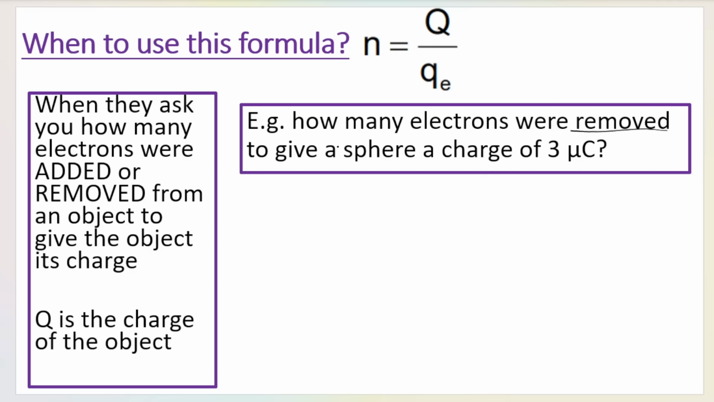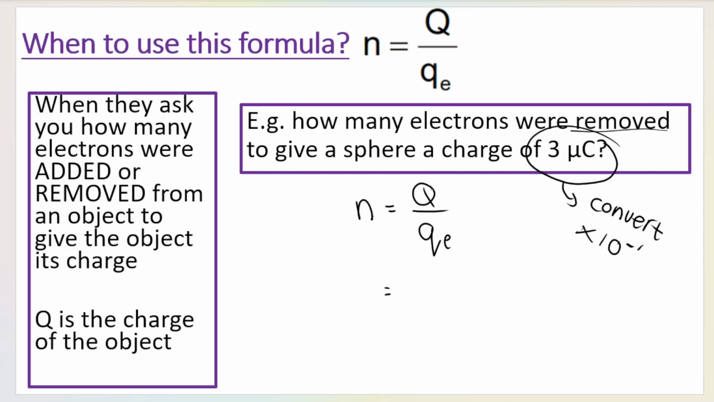Now, all you do is you take your formula, you write it down, you substitute. So in this case, Q is the charge of the object. That's the charge. But remember, we must convert to coulombs. How do you convert microcoulombs to coulombs? You have to memorize it. You times it by 10 to the power of negative 6. So it's 3 times 10 to the power of negative 6. And in the place of Qe, we put the charge of an electron. Yes, electrons are negative, so you can put the negative there.